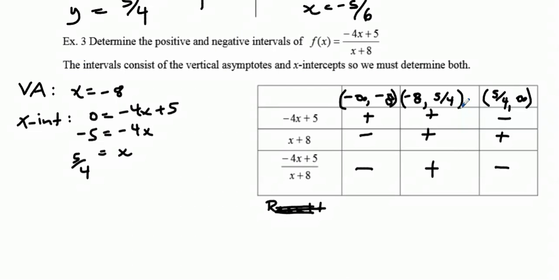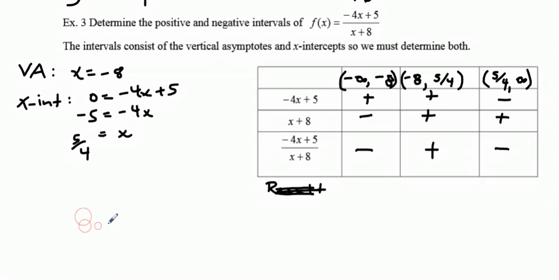So all of those are round brackets. We cannot be at -8, and we cannot touch the 0 for positive or negative intervals, right? Because if we're on the 0, then we're on Switzerland. Remember, it's neither positive nor negative. So determine the positive and negative intervals.